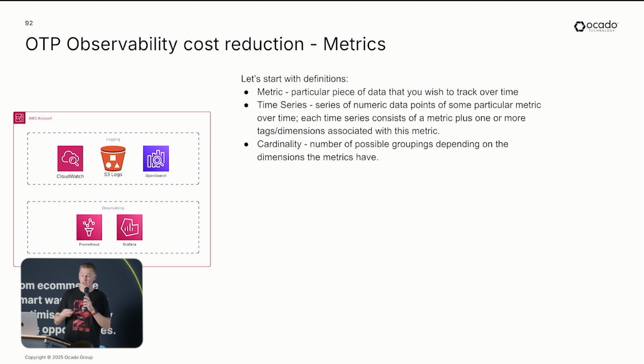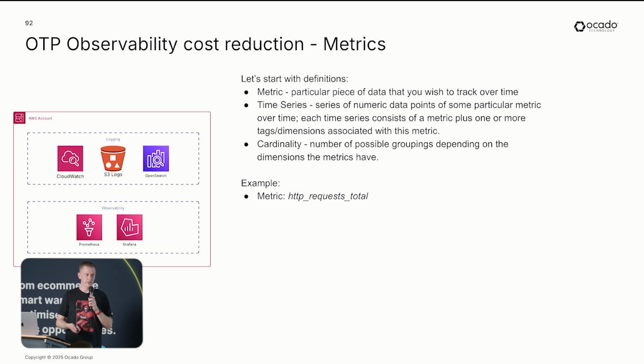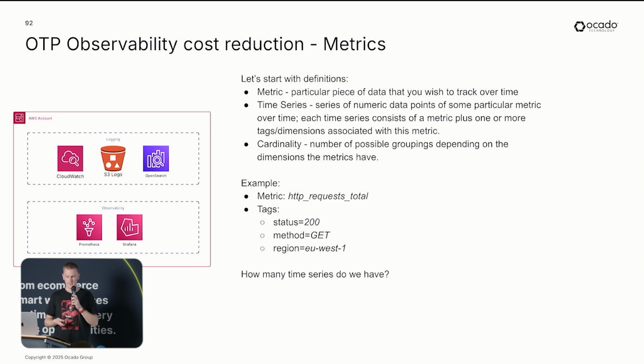And the cardinality is the number of possible groupings depending on the dimensions that the metric has. Sounds complicated, so let's take a look at an example. Let's say we want to track a single metric, the total number of HTTP requests. And let's say we want to tag it with 3 values: the status, the method, and the region. So how many time series do we have with this one metric over those 3 dimensions?